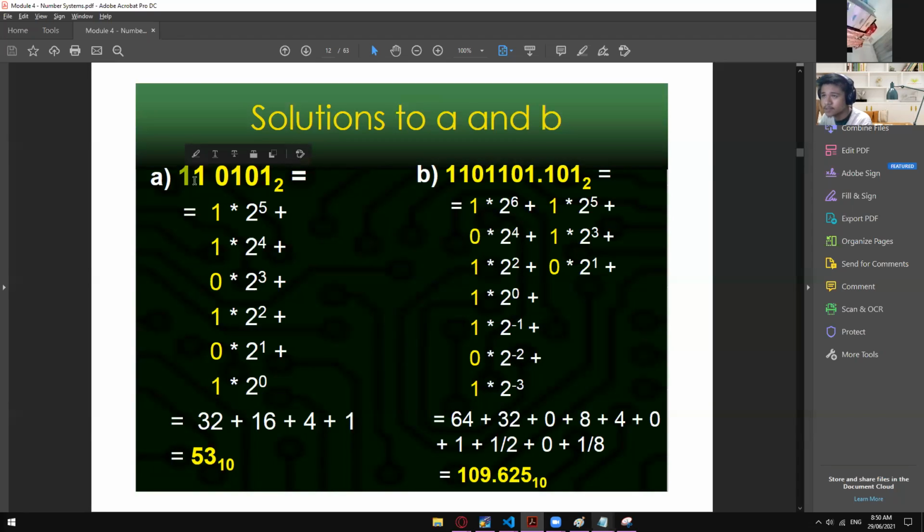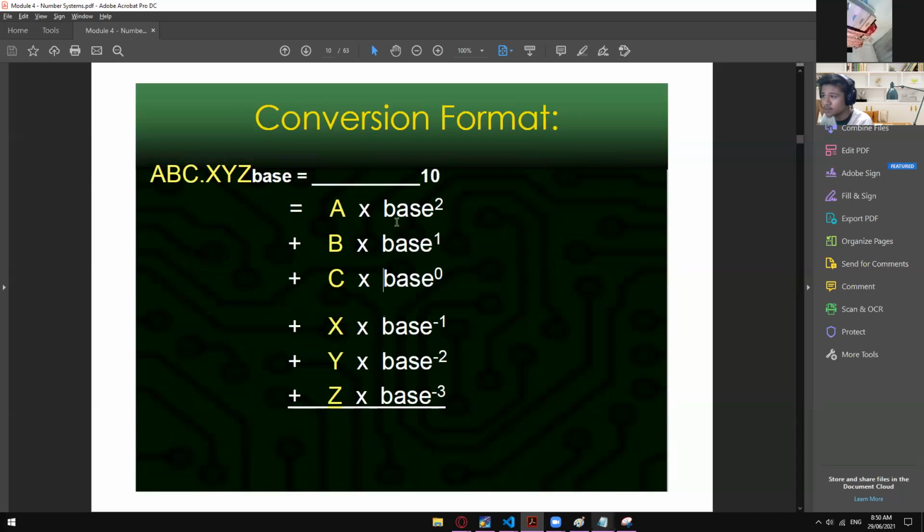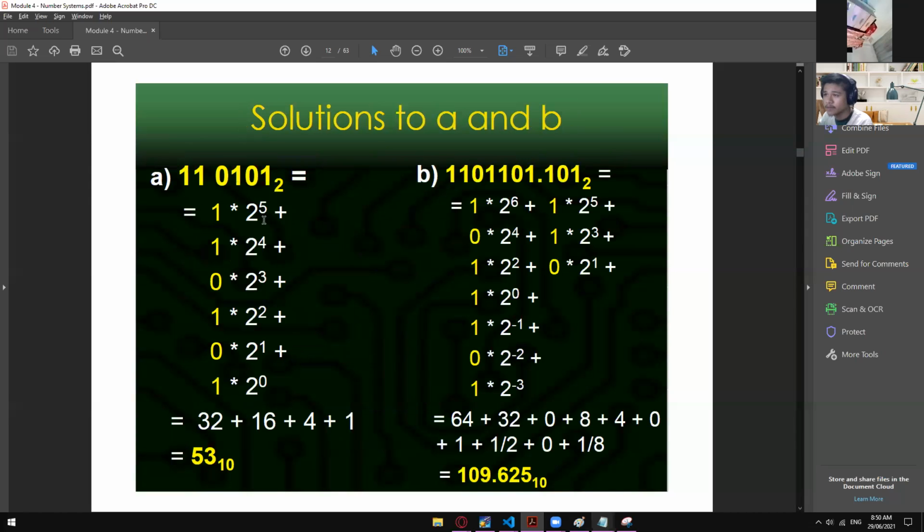Starting from here, it's 1, 1, 0, 1, 0, 1. Then, starting from the last number, the lowest bit, since this is a whole number, start with 0 and increment by 1. Where does this multiplier 2 come from? It came from the base. Whatever the base is, our initial base here, that's our multiplier. So in here our multiplier is 2 because that's the base of this number system. Everything is times 2, starting from 0 and incrementing by 1: 0, 1, 2, 3, 4, 5.